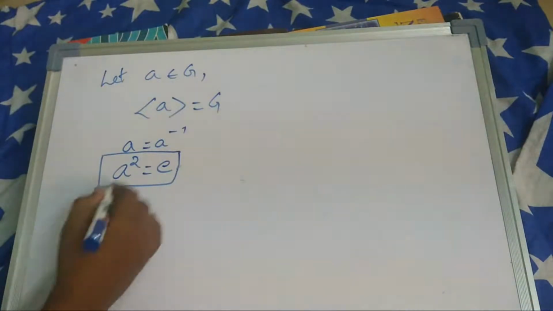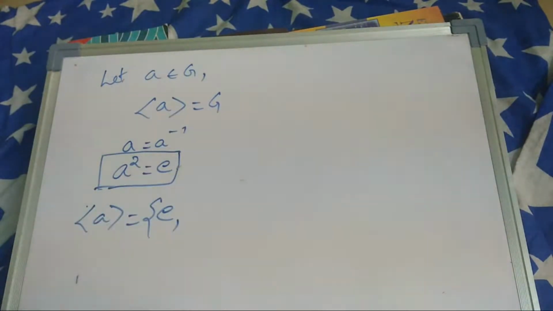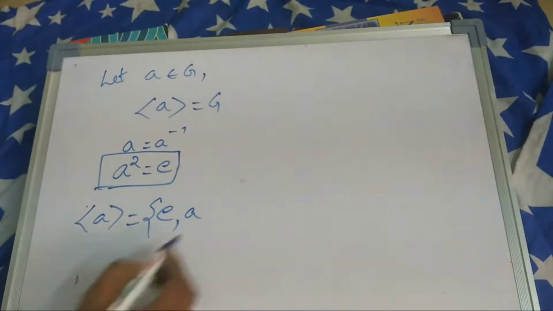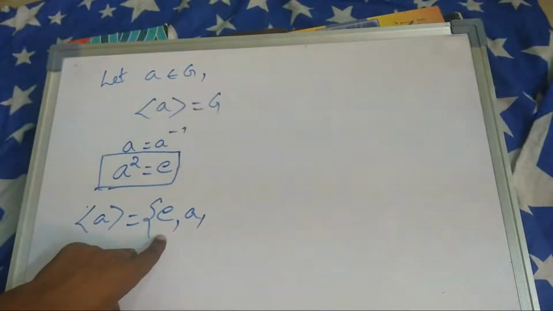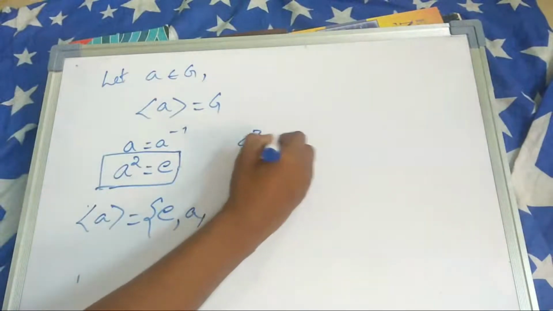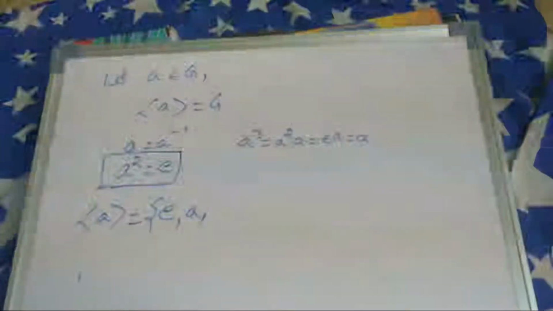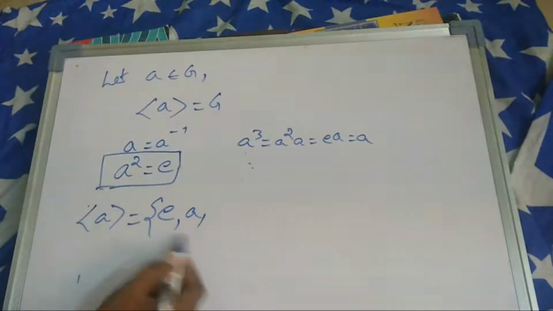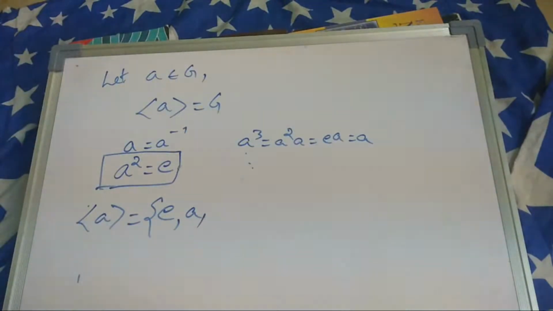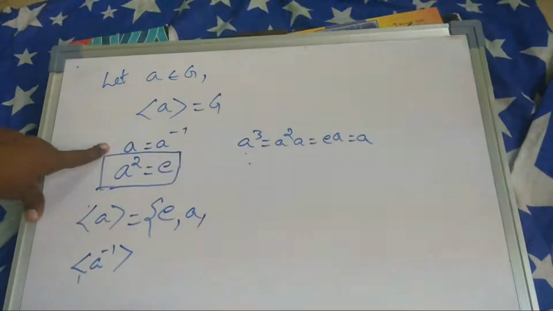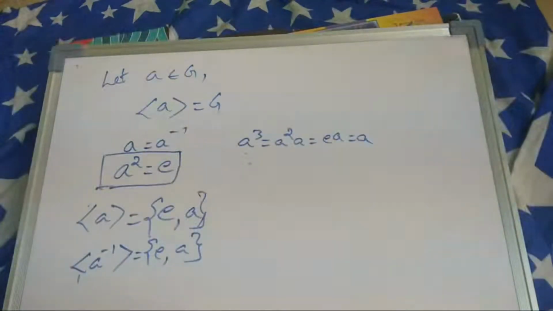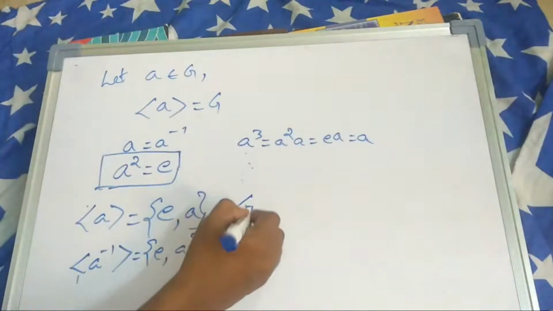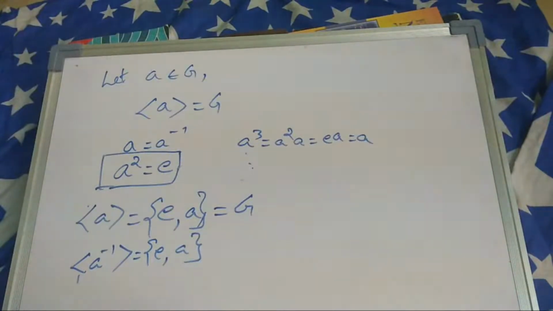Now let us see what the subgroup generated by A is. It will have the identity element, and it will have A. Then it must have A square, which is the identity. Then A power 3, which is A square into A, which is EA, which is nothing but A. If you go on repeating this, you get E and A repeatedly. Since A is equal to A inverse, the subgroups generated by A and A inverse are the same, so this will be nothing but G. So entire G will contain exactly 2 elements.